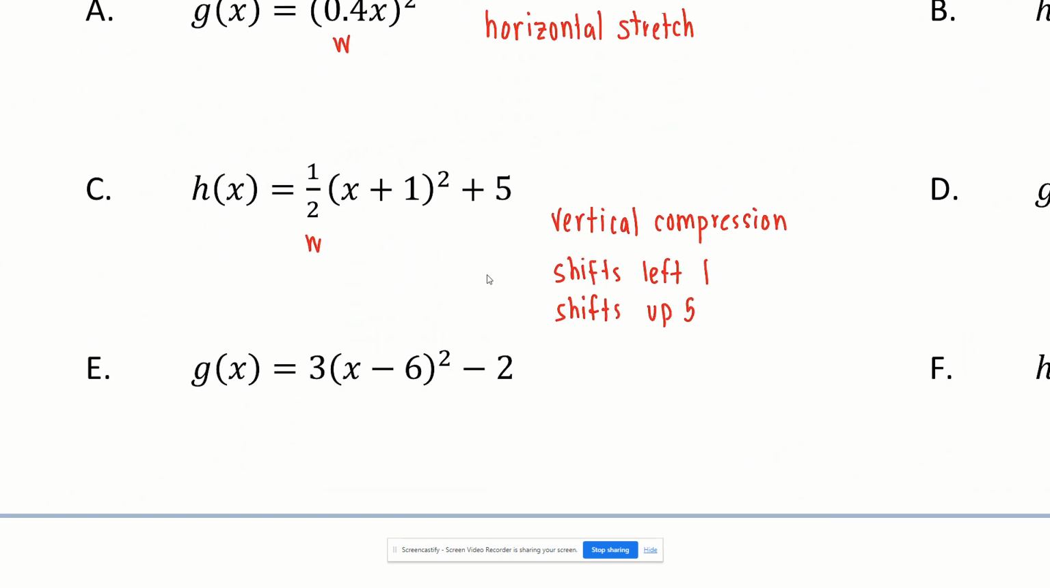Okay, let's stay right here. Multiplying by 3 on the outside, that's going to be narrow, right? It's greater than 1. It's on the outside, so it's vertical. What vertical move makes it narrow? A vertical stretch. That minus 6 on the inside, that's horizontal shift. It's the opposite, so that's going to actually be a positive 6 horizontal shift. So it shifts right 6. And that minus 2 is vertical shift. It is what it is, so it's going to shift down 2.